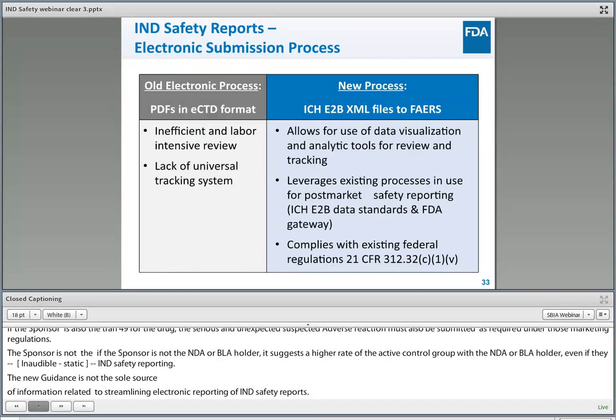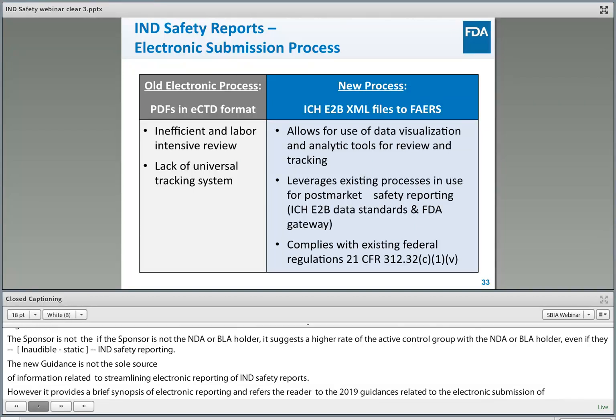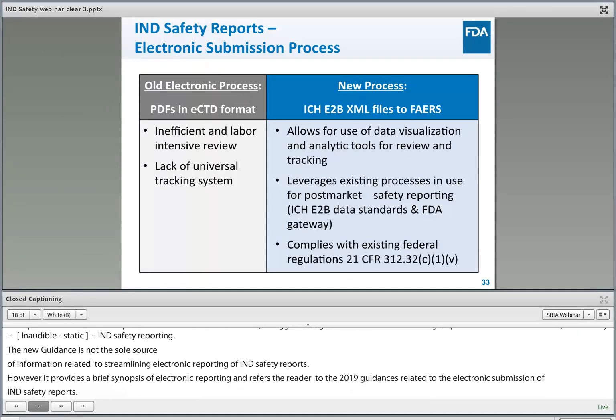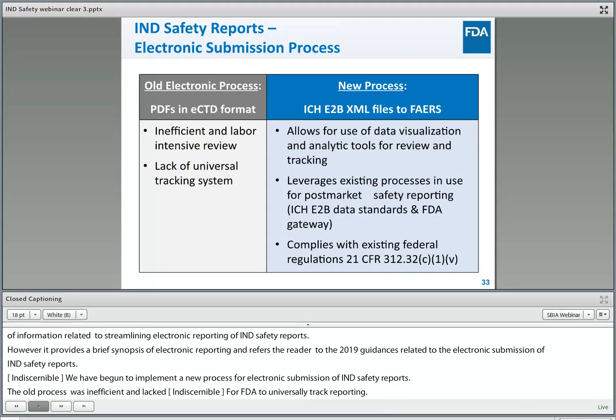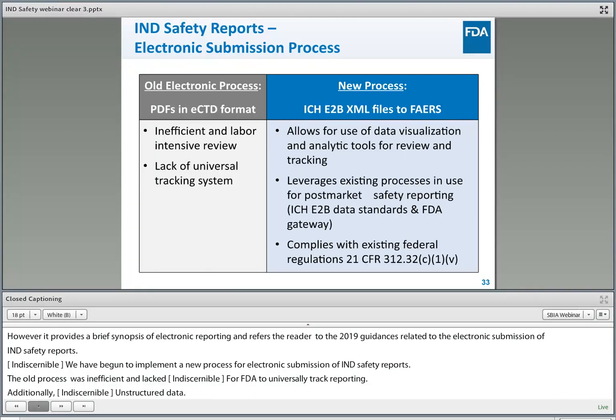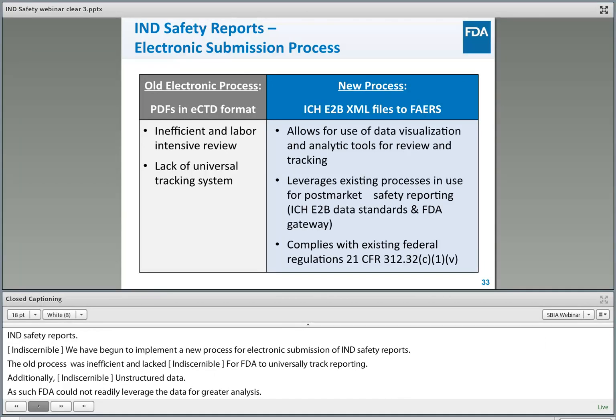FDA has begun to implement a new process for electronic submission of IND safety reports. The old process for submitting IND safety reports was inefficient and lacked the ability for FDA to universally track reports. Additionally, it came to FDA as unstructured data. As such, FDA could not readily leverage the data for greater analysis. The new process will give FDA access to structured data. As such, it will allow FDA to use analytic tools for review and tracking of safety data.